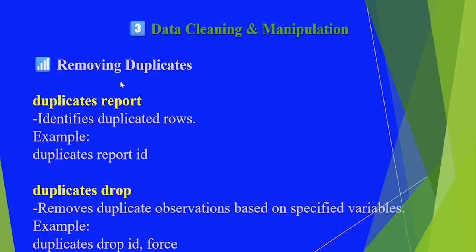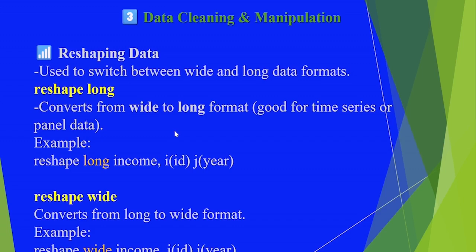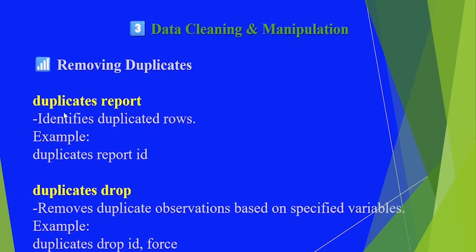And now removing duplicates. Remember, duplicates are similar entries that have been entered two or more times. We just need to write duplicates report, and this one will identify the duplicated rows or observations. As an example, we can issue a command like duplicates report id, and we'll get the duplicates based on id. And you have duplicates drop, which will remove duplicate observations based on specific variables. For example, duplicates drop id, and we add force if we meet some resistance.